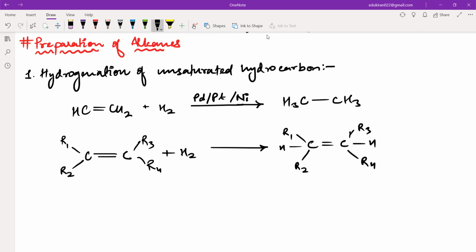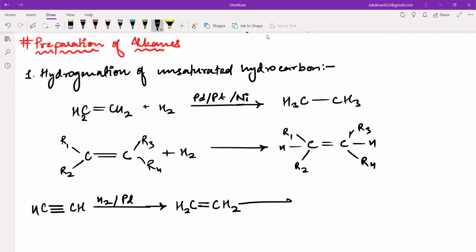Nothing else. Now, let us suppose we have CH triple bond CH, and I add hydrogen in the presence of any of these metals. Just take Pd. First of all, you will get CH2 double bond CH2. And if the hydrogen is in excess, one more reaction will happen, the same reaction, in which you will get CH3 single bond CH3.